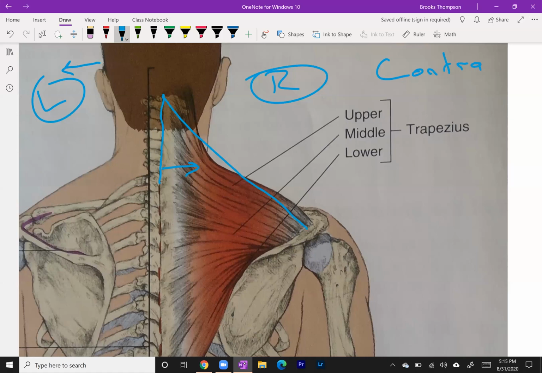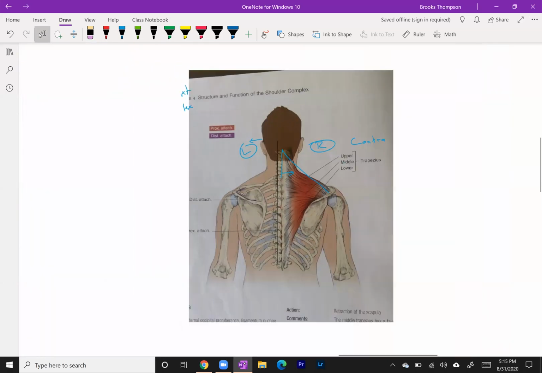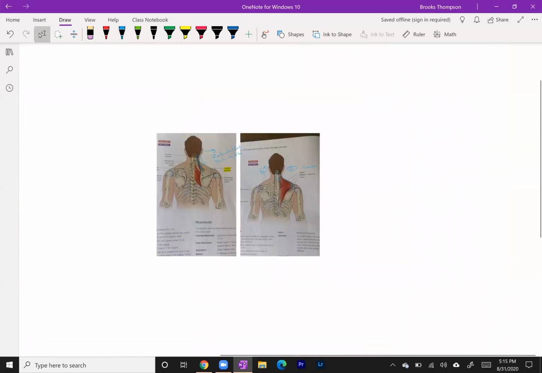contralateral rotation. If you're still having difficulty with that, I can show you some stuff in lab, but it's because it inserts on the spinous process and it's going to pull the spinous process to the same side, thus the face has to go the other way. So those are three muscles we need to really be clear about.